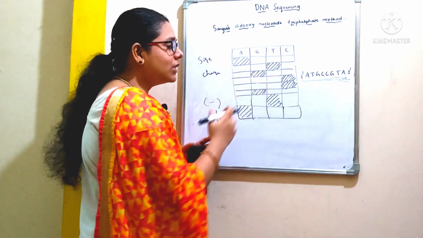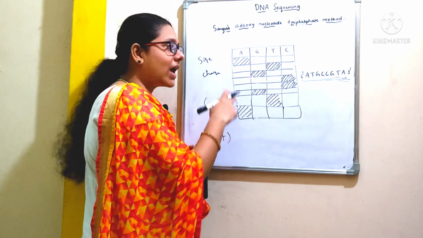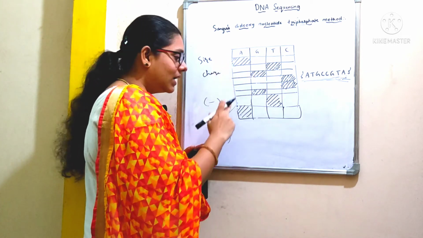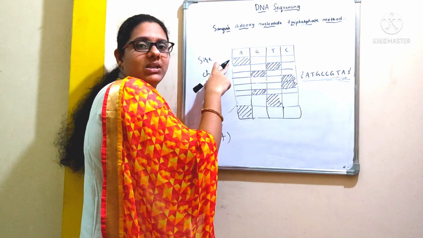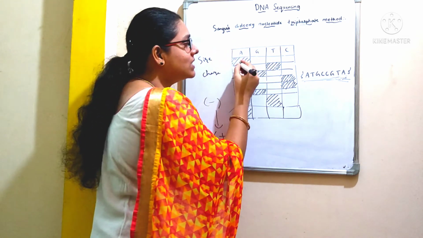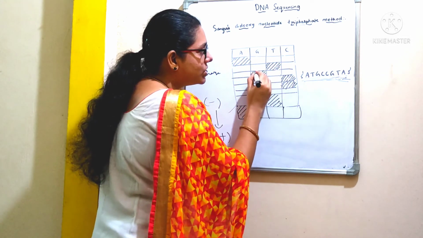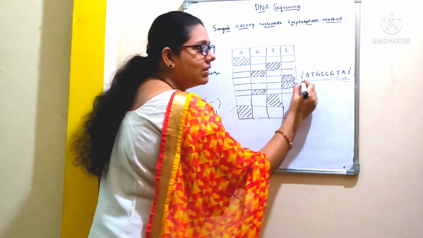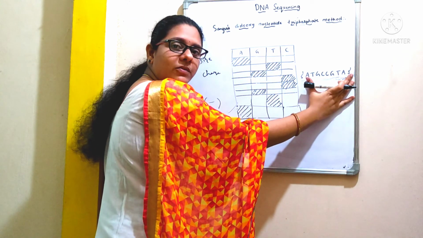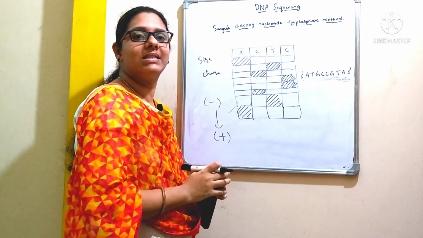Now observe the picture. Where is the smallest DNA fragment and the largest DNA fragment? Here it is the smaller one, right? And it moved faster compared to the larger DNA fragment. Now the sequence is A, T, G, C, C, G, T, A. In this way, we determine the sequence of DNA with the help of Sanger's dideoxy method.